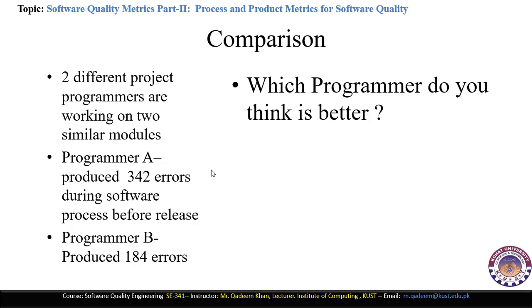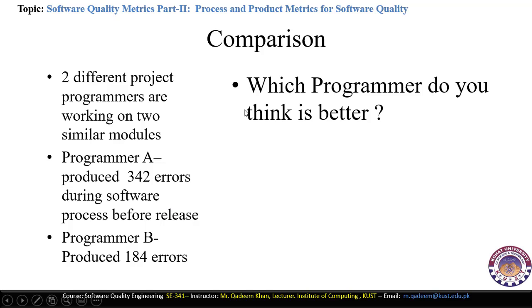Now here we are comparing, for example, two projects and the programmers working on them. Programmer A produces 342 errors during the software process before release of that project, while programmer B produces 184 errors. So we can say that programmer B is better than programmer A, but in fact they cannot be equal to each other because it depends on the severity of errors.